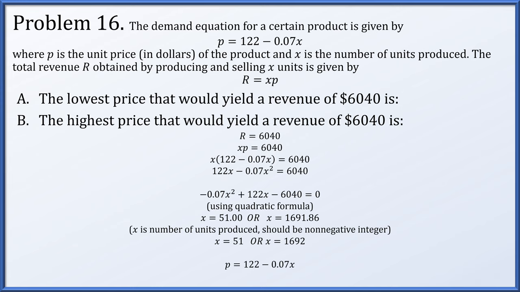But we were not asked how many units to produce. That's what x is. We were asked for a price. We are specifically asked to solve for P, and P is 122 minus 0.07x. Using our two choices of x, we get $118.43 or $3.56. So what are the lowest and highest prices that yield a revenue of $6,040? $3.56 is the lower one, and $118.43 is the higher one.